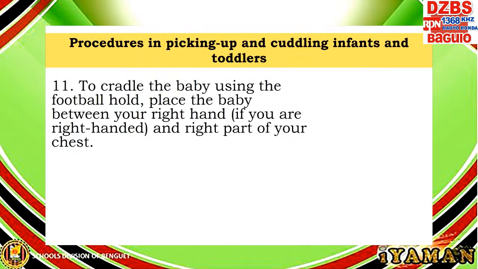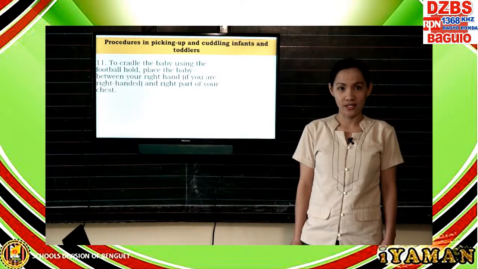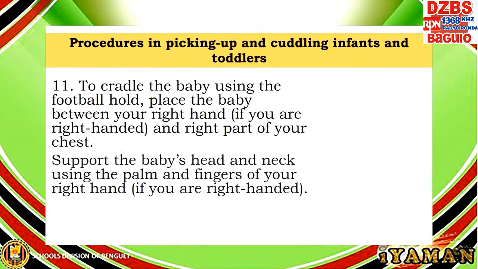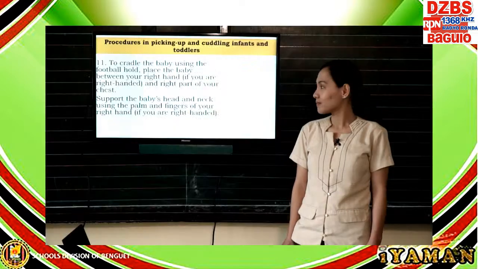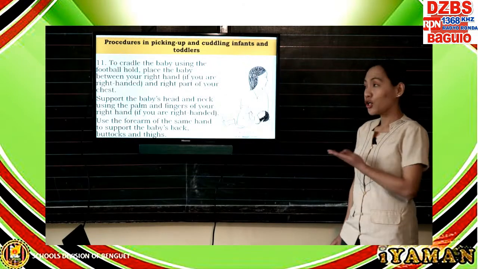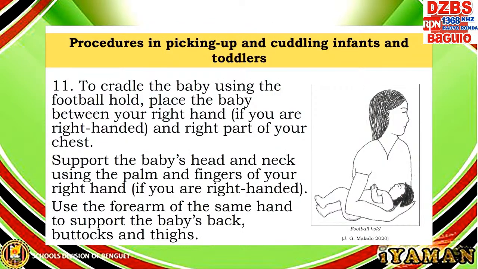To cradle the baby using the football hold, place the baby between your right hand, again, if you are right-handed, and right part of your chest. Support the baby's head and neck using the palm and fingers of your right hand. And then, use the forearm of the same hand to support the baby's back, buttocks, and thighs, like what is shown in this photo.